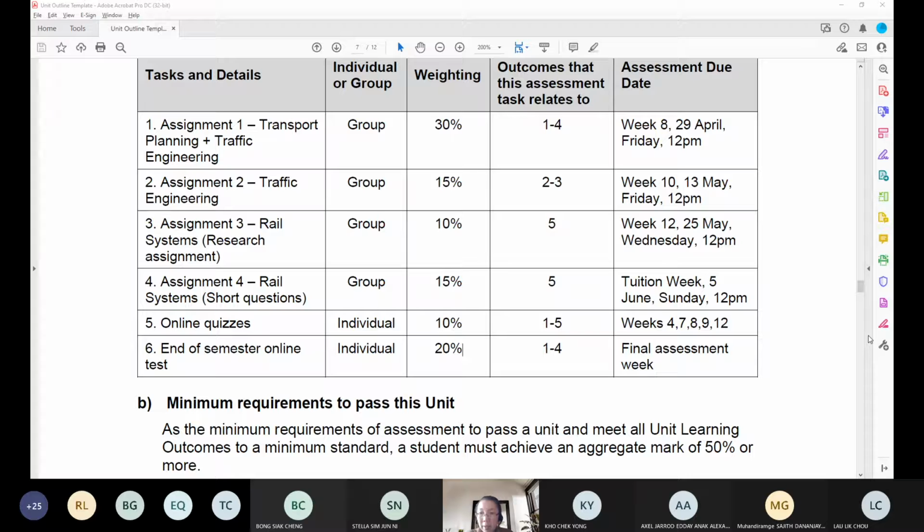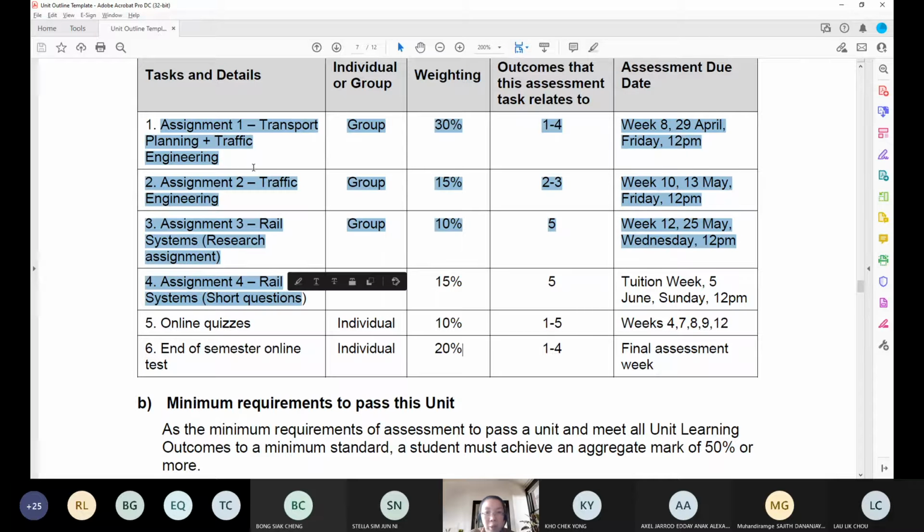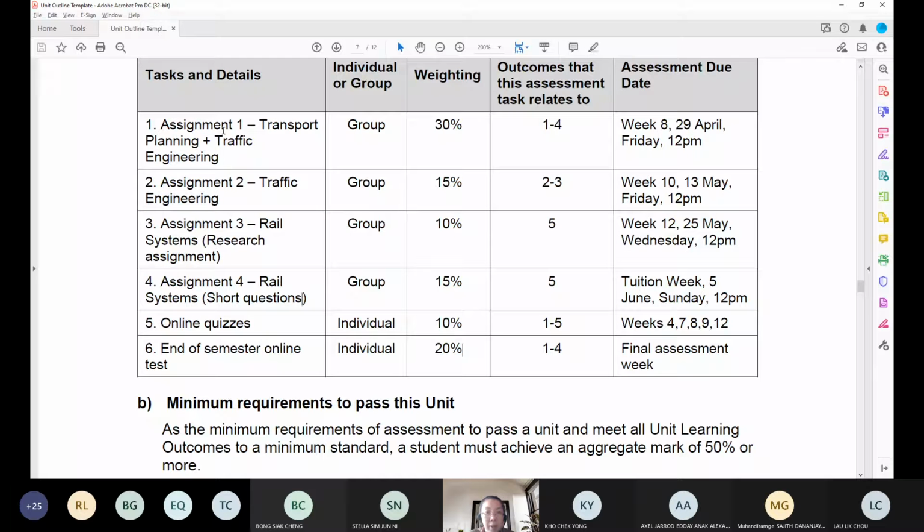Is there any presentation for the assignment? No, there's no presentation for the assignment. It's a report. All of 1, 2, 3, 4 are reports. The heaviest would be the first assignment.